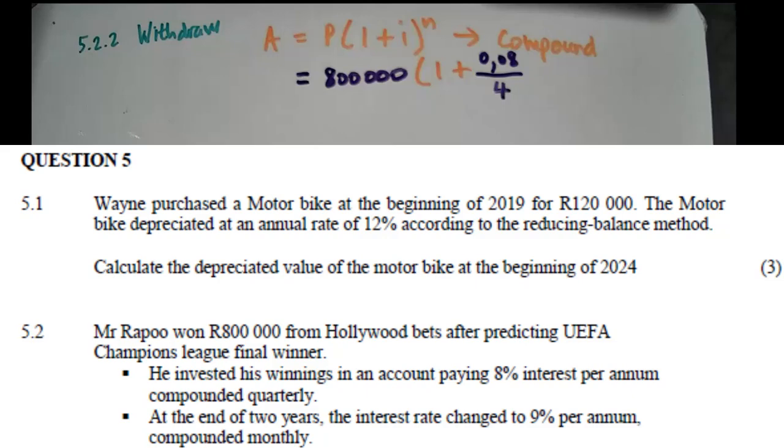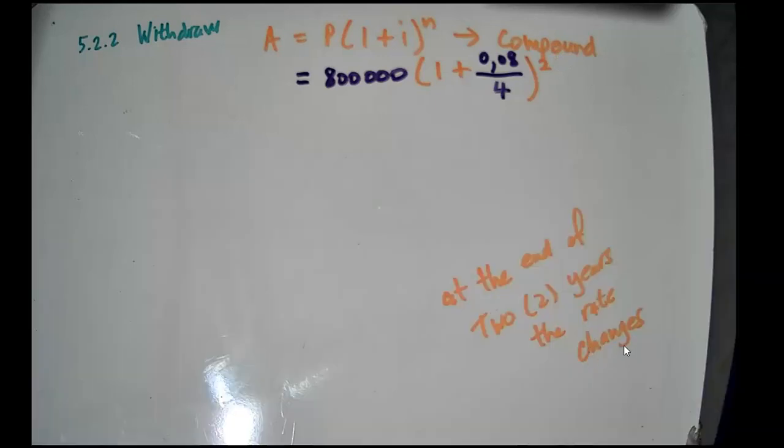But I need to know what period this money was in the account. Okay, if you read the question very carefully, you'll have to know that the whole investment period was for 5 years. But the question says at the end of 2 years, the rate changed. You see? So this is why we are substituting 2, because the rate changed at the end of 2 years. So this money was sitting there in the account, it was never withdrawn, but the interest rate changed after 2 years.